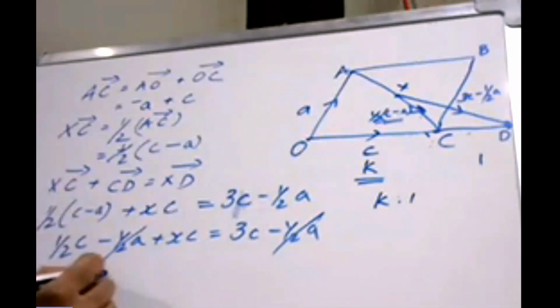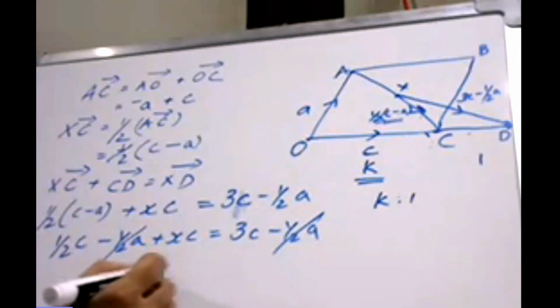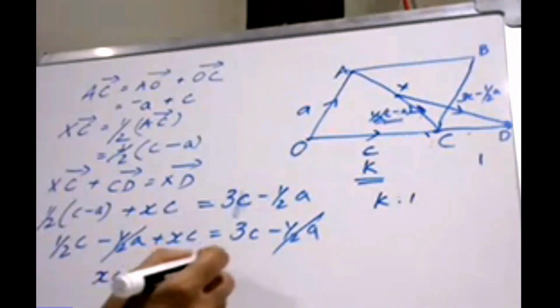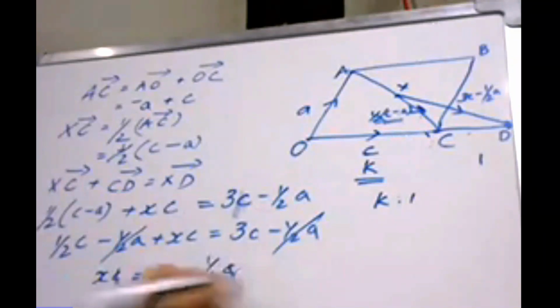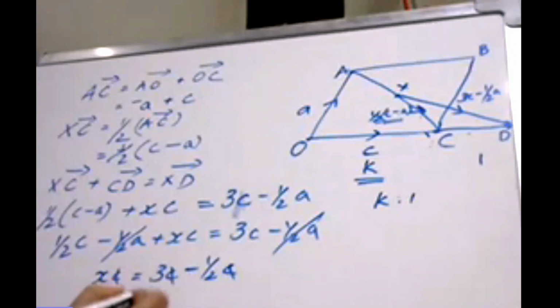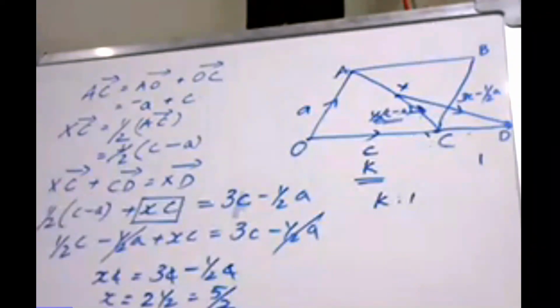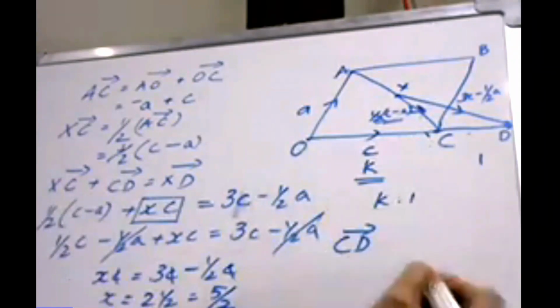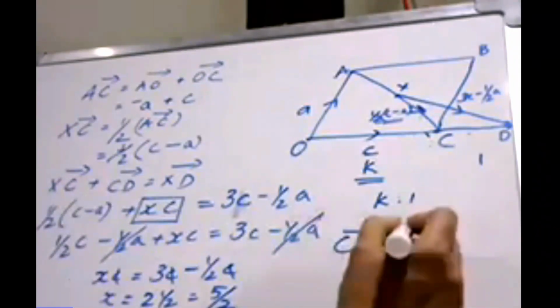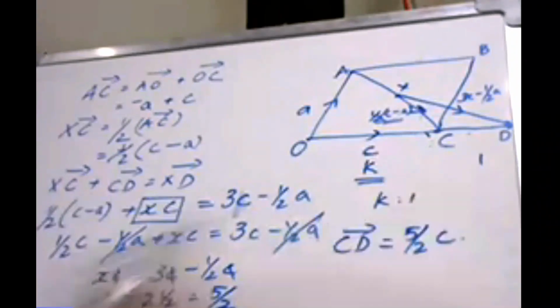Now what remains is xC is equal to 3C minus half C. C is common, so I'm cancelling C also. Now I get the value of x. x is equal to 3 minus half, which I can write as 2.5, or 5/2. We have taken CD as xC, and the value of x is 5/2. So vector CD is equal to 5/2 times C.